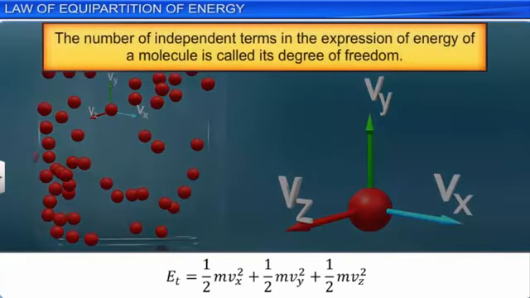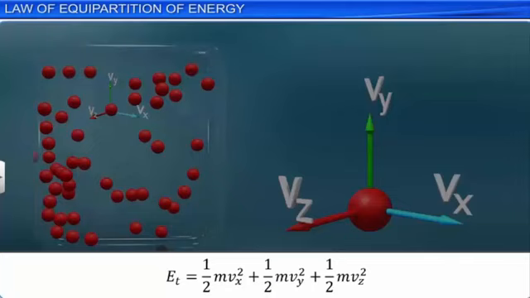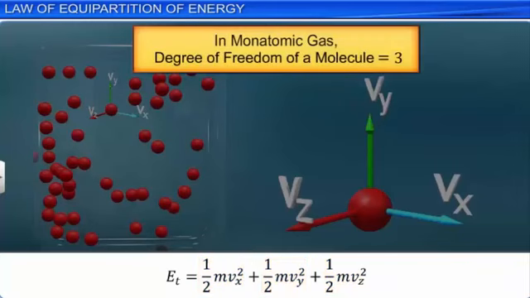The number of independent terms in the expression of energy of a molecule is called its degree of freedom. In the expression of translational kinetic energy, there are three terms that can be treated independently. So, the degree of freedom of a molecule in the case of a monoatomic gas is 3.